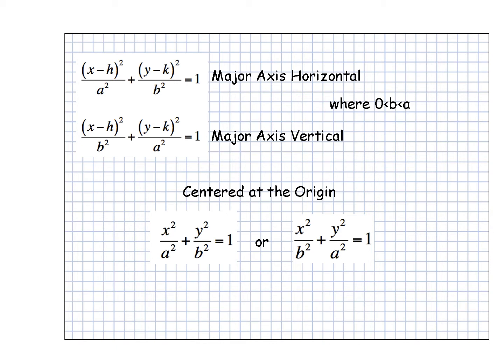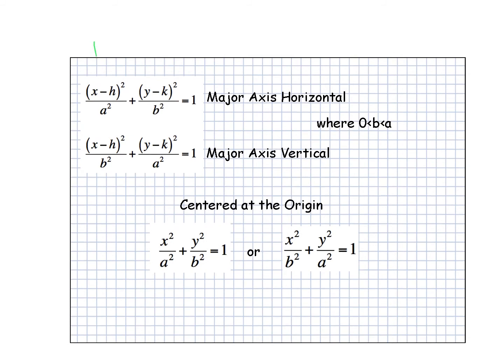Right? So wherever the larger denominator is, that's where your major axis is going to be. Right? So I'll just write that in very simple form there. Larger denominator yields major axis.